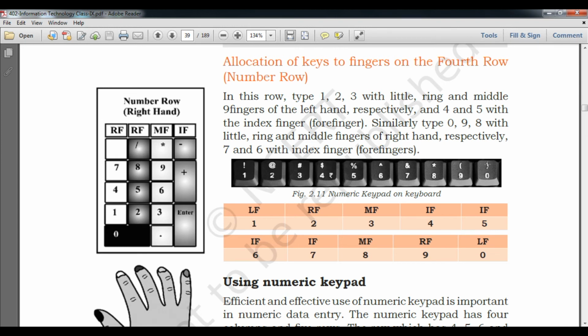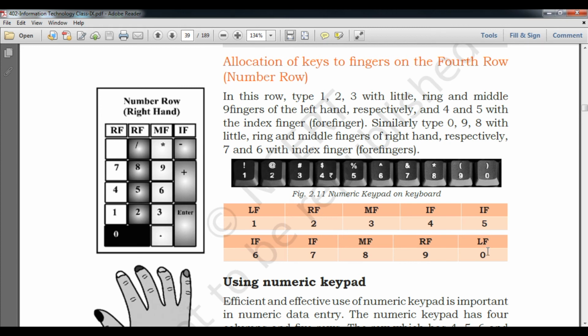So here is the instruction on how to type that. According to the finger positioning, the little finger is at 1, ring finger at 2, middle finger at 3, index finger at 4, index finger at 5. This is for the left hand. And for the right hand, index finger at 6, index finger at 7, middle finger at 8, ring finger at 9, and little finger at 0. So students, did you get how to type this, okay.